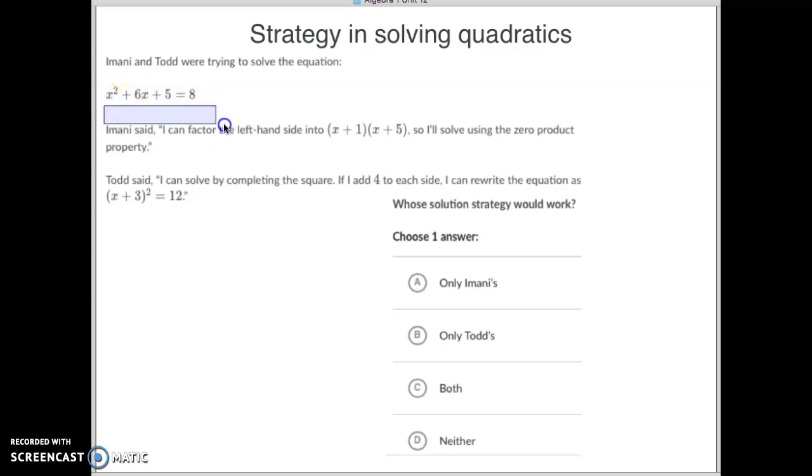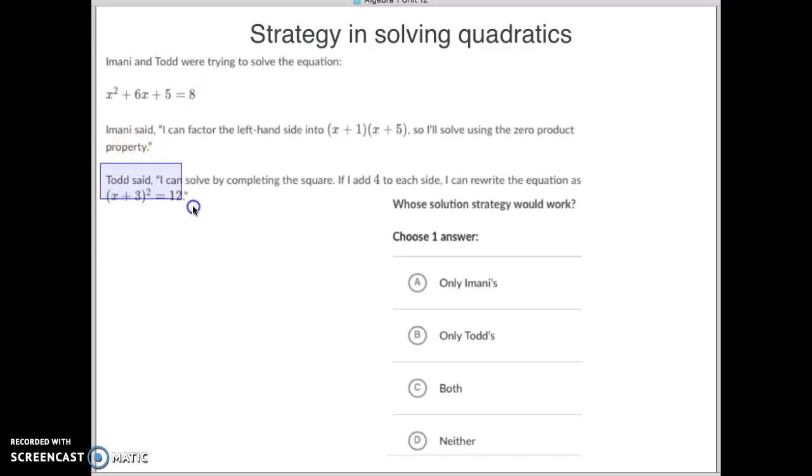Okay, so Imani says, well, hey, I can just factor it into x plus 1 and x plus 5, which, yes, this right here would factor into x plus 1 and x plus 5. And then Imani says, and then I can just use zero product property to solve for this. Is that legal? Well, if this side were 0, yes, that would be legal. But if this side is not 0, then you can't. The part of zero product property is that this side has to actually equal 0. So Imani is not correct. You cannot do that until this side were to equal 0.